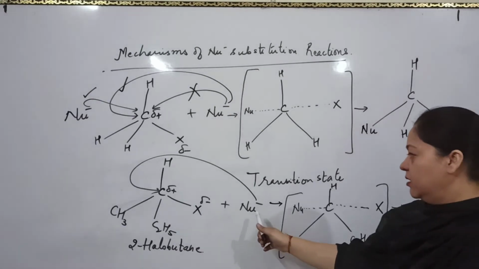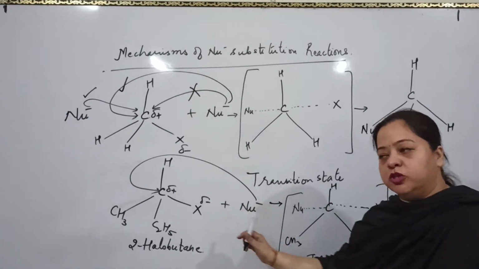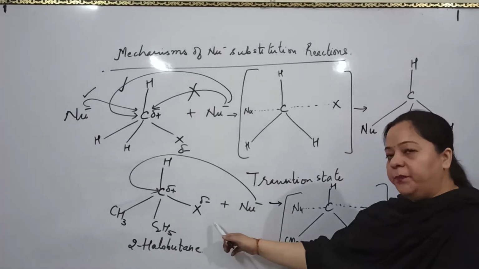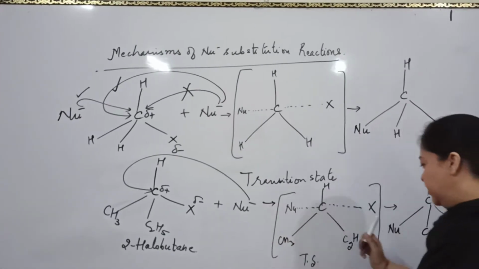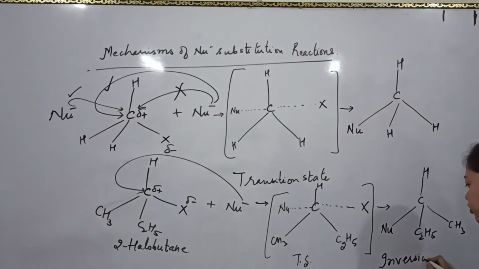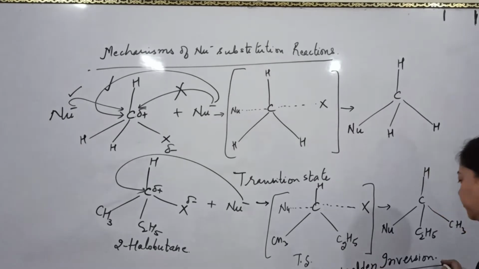The incoming nucleophile is on the left side as the leaving group was on the right side. So the incoming nucleophile is on this side, and here we have C2H5 and H. As this is the optically active halide, this product is with the inversion of configuration. And this inversion is also known as Walden inversion.